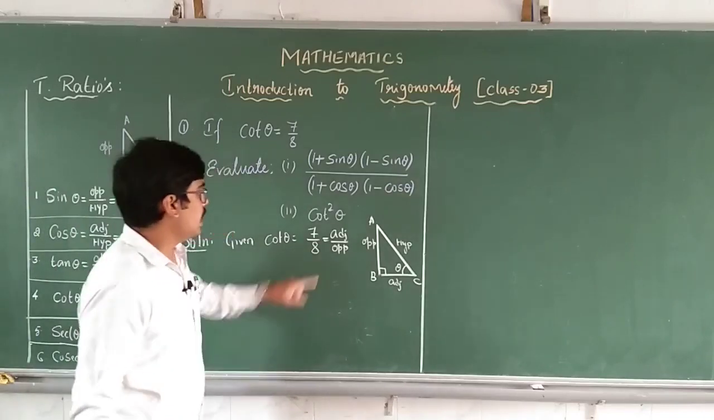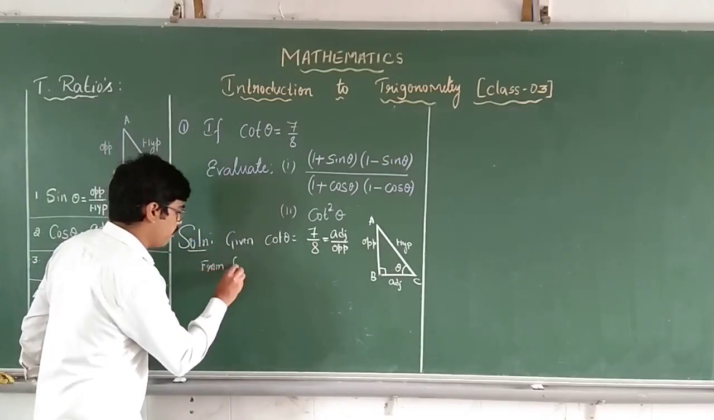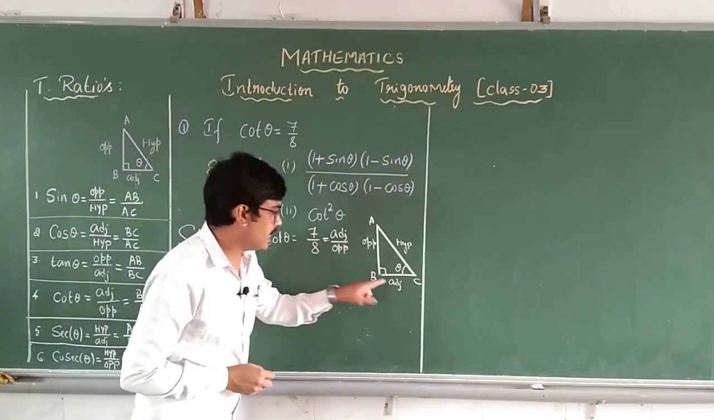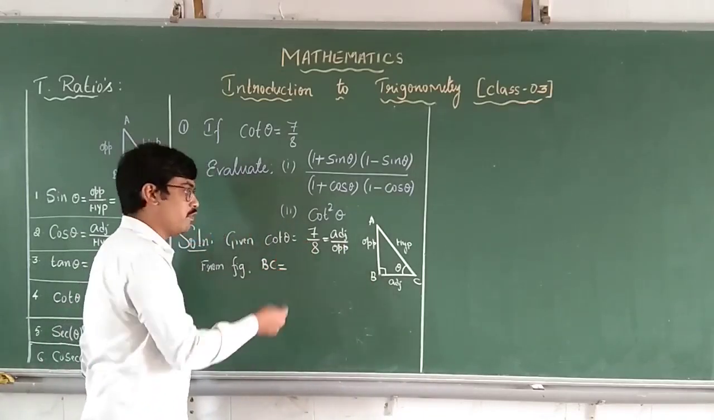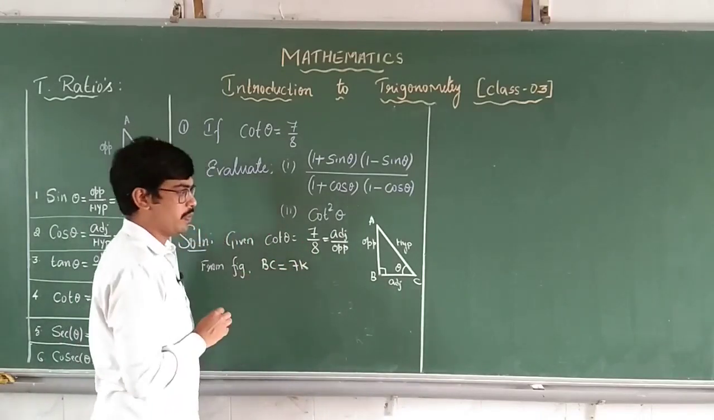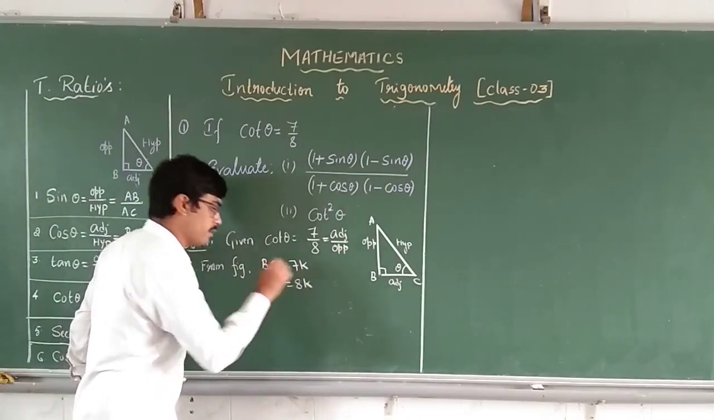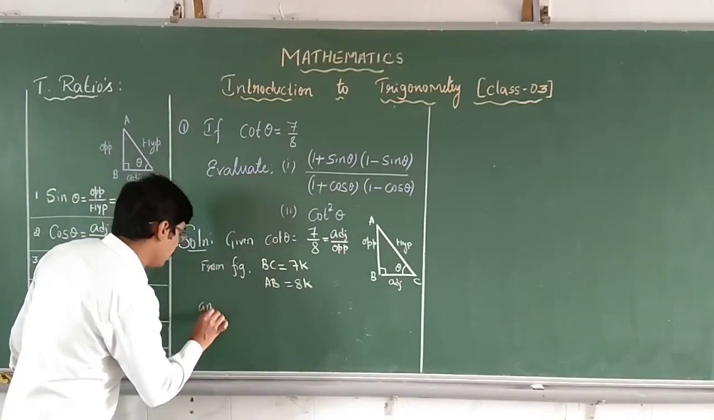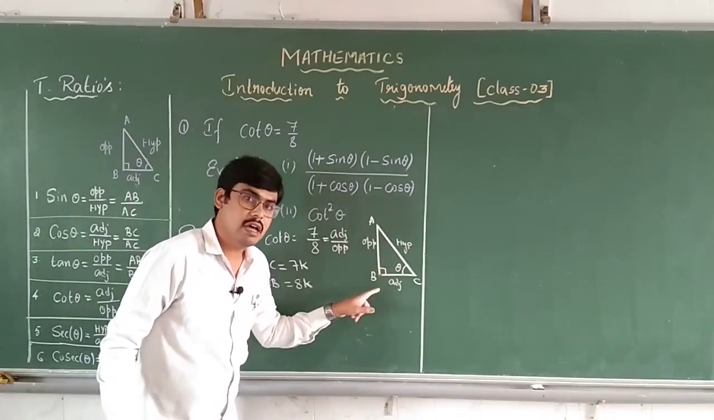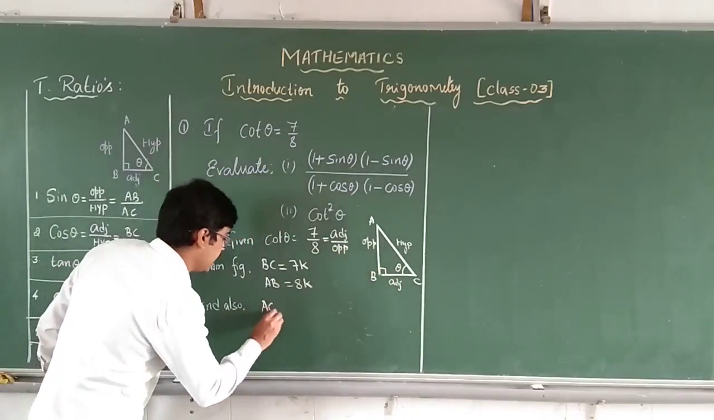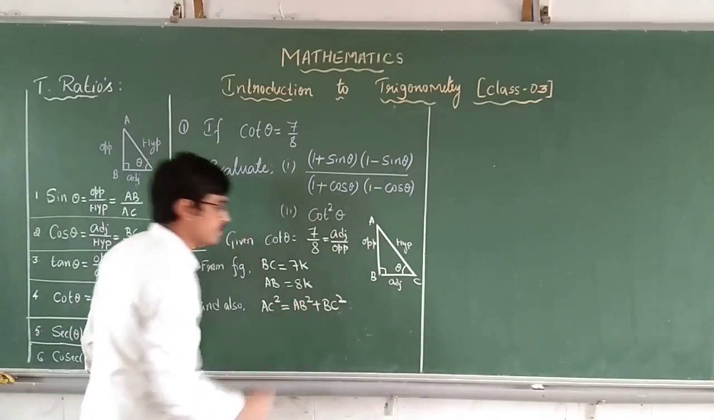According to this, from the figure I can write the adjacent side, that is BC, is equal to, so ratios are expressed in the simplest form, it is better to write 7 times some k, and opposite side is AB, so AB can be written as 8 times k. Along with this, I can apply Pythagoras theorem to this triangle because it is a right triangle. So I can write AC square is equal to AB square plus BC square.